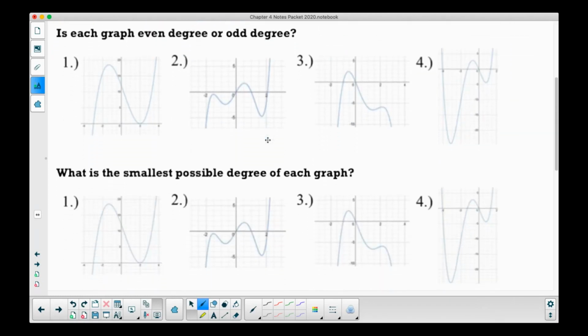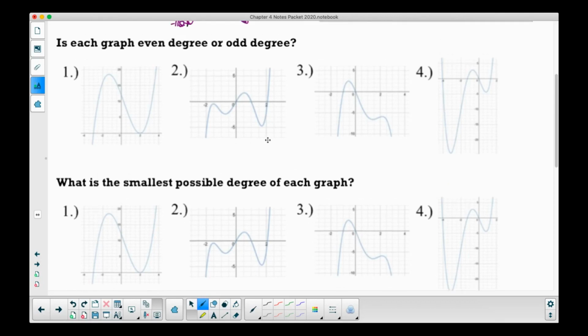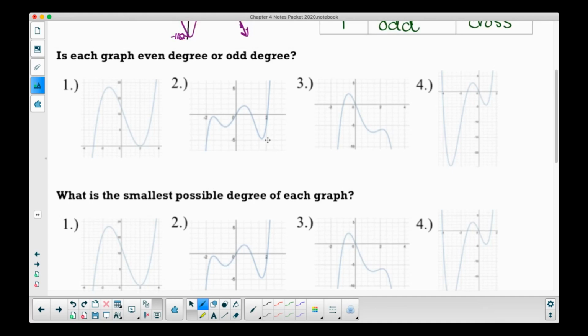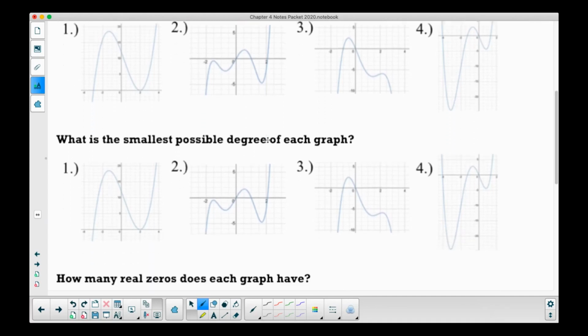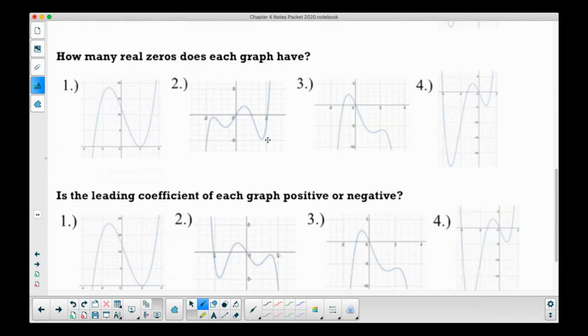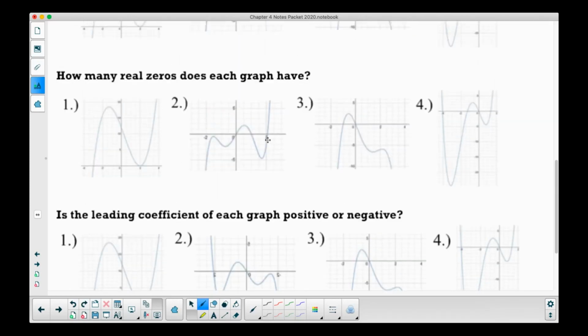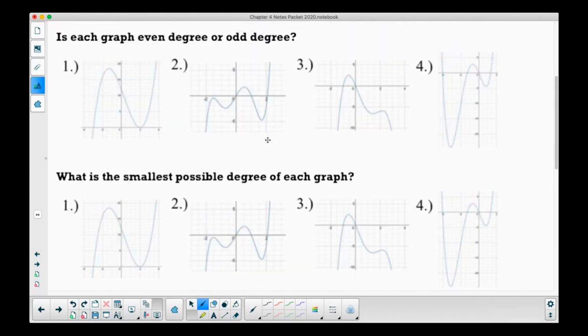Next, let's just go through and see if we can figure out the degrees and base it on if they're odd or even, what's the smallest possible degree, how many real zeros, and then leading coefficients if they're positive or negative. If you want to pause here and try it on your own, you can. If you want to just keep listening and follow along, you can do that as well.